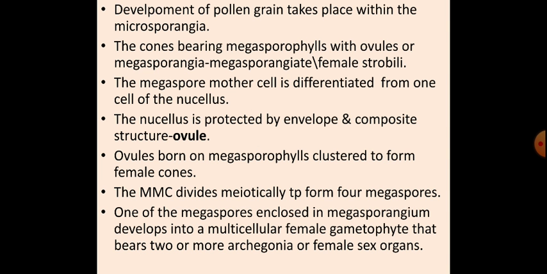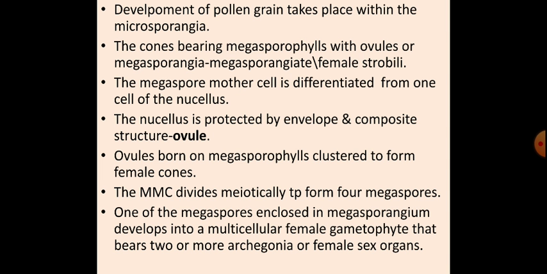What happens is the megaspore mother cell divides meiotically to form 4 megaspores. Out of the 4 megaspores, 1 megaspore is functioning. The rest 3 megaspores are waste. That 1 megaspore will develop into the female gametophyte or female sex organ. Understood? Female sex organ, archegonia or ovule. Understood? The cones bear megasporophyll.